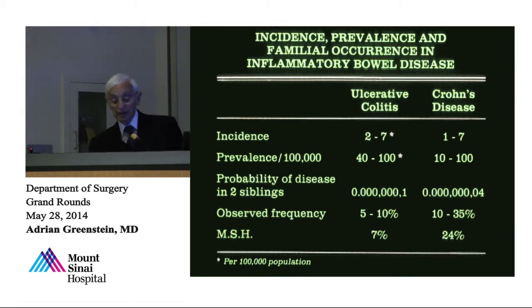If we look at the incidence and prevalence of this disease, 2 to 7 for ulcerative colitis and 1 to 7 for Crohn's disease, prevalence 4 to 100 and 10 to 100 for Crohn's disease. The probability of the disease in 2 siblings is 0.00001, and observed frequently in our patients, 5 to 10% and 10 to 35% respectively for ulcerative colitis and Crohn's disease. And the disease frequency, 7% and 24% in our patients.